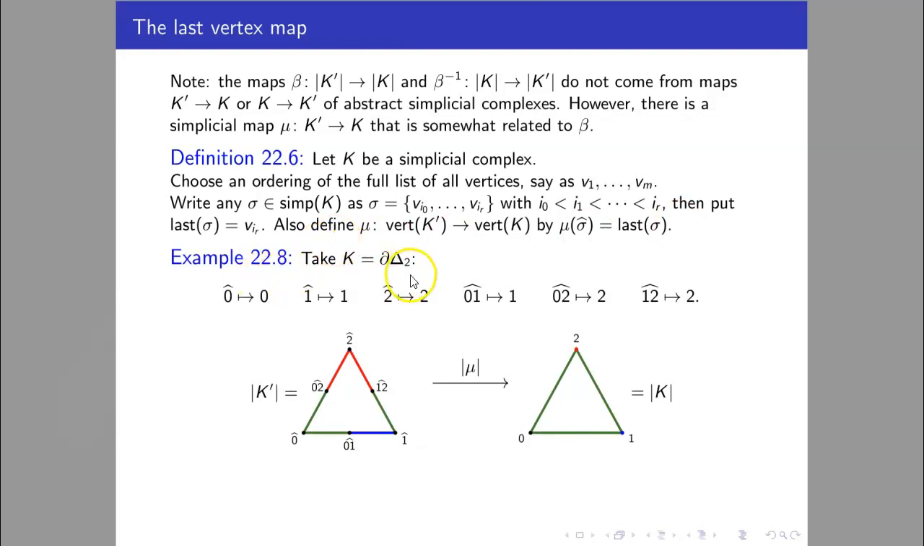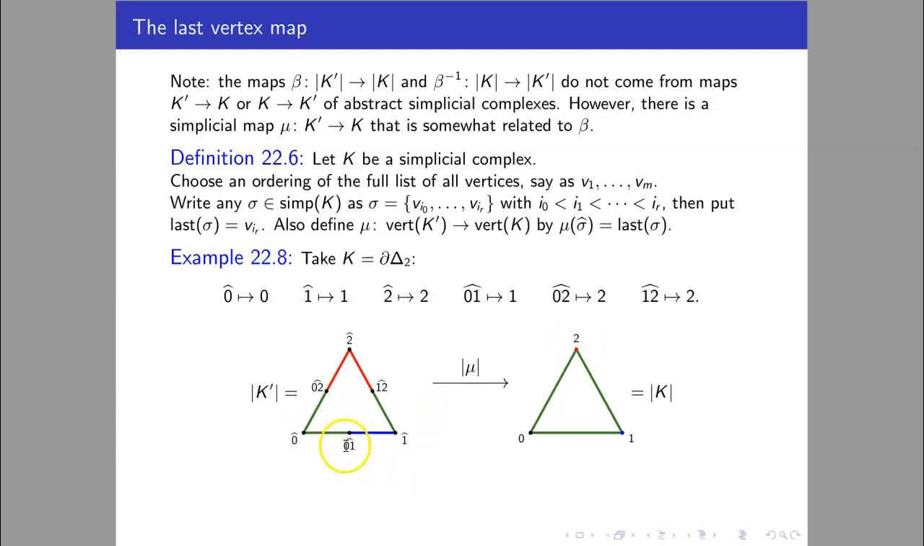So let's look at a picture in the case where K is just the boundary of a triangle. So here's your K with 3 vertices 0, 1 and 2. Here's your K prime where each of these edges has been split into 2, and our mu goes like this. So if you look at 0, 2 hat, that goes to the last vertex in 0, 2, which is 2, and the 1, 2 hat also goes to 2, and the 2 hat also goes to 2. So these half edges all get squashed down to this single point, the vertex 2.